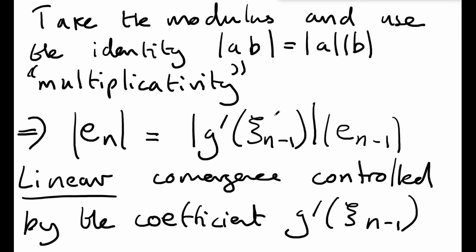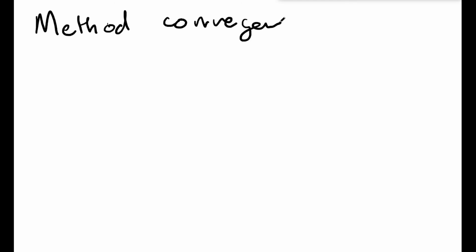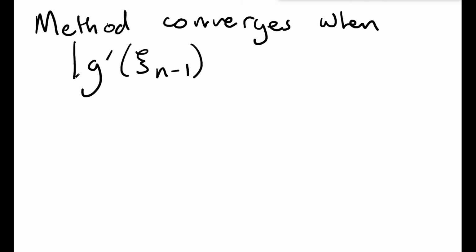Okay, so the method converges when the modulus of g prime psi n minus 1 is less than 1, because you want the error to decrease with each step, and that's what the condition is.